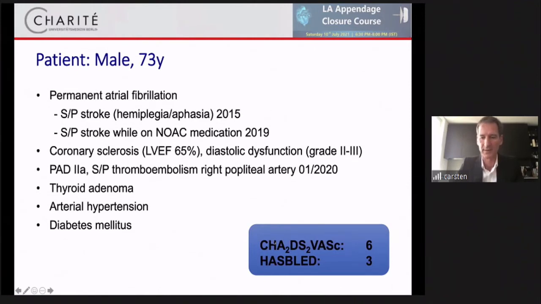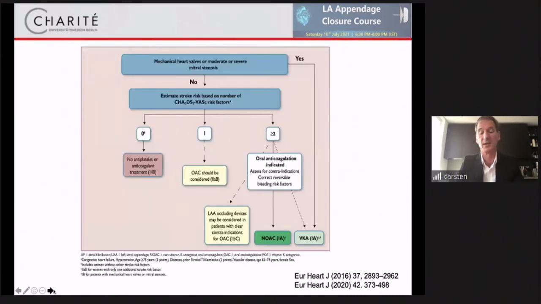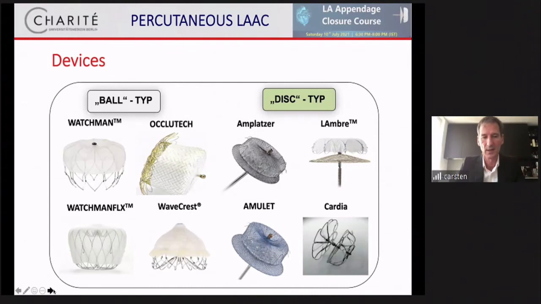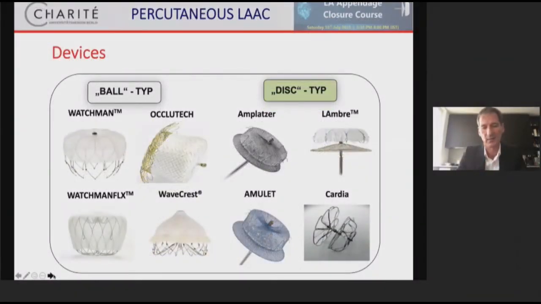And we spoke about that, that this is a patient, according to the guidelines, it's possible to close, but we don't have enough data. That's why it's to be advised. So we have different devices. In Germany, basically, leading in market share is WATCHMAN now, basically only WATCHMAN FLX, and the Amplatzer Amulet, but Lambre is catching up and was introduced 4 years ago.